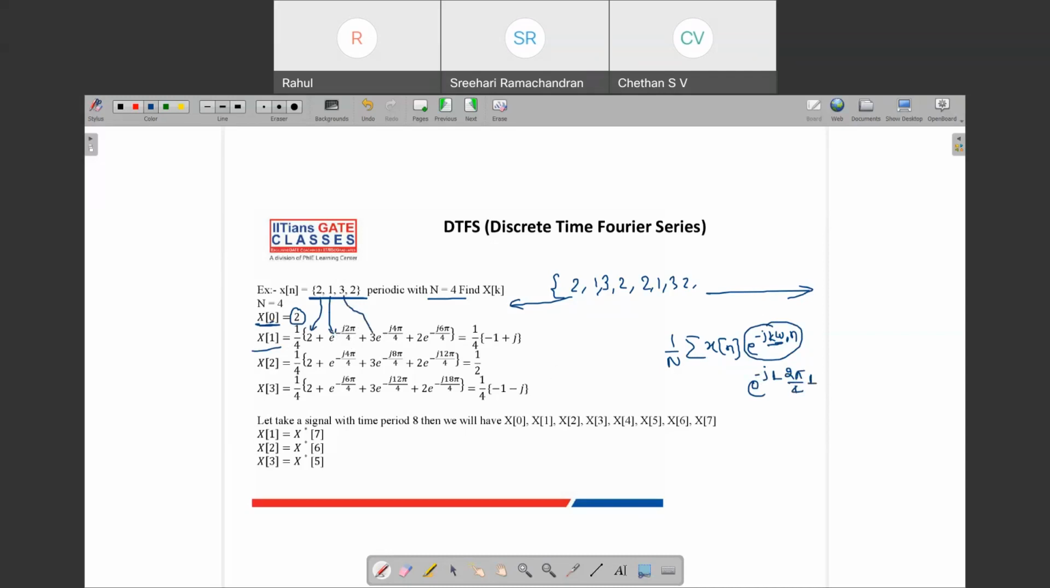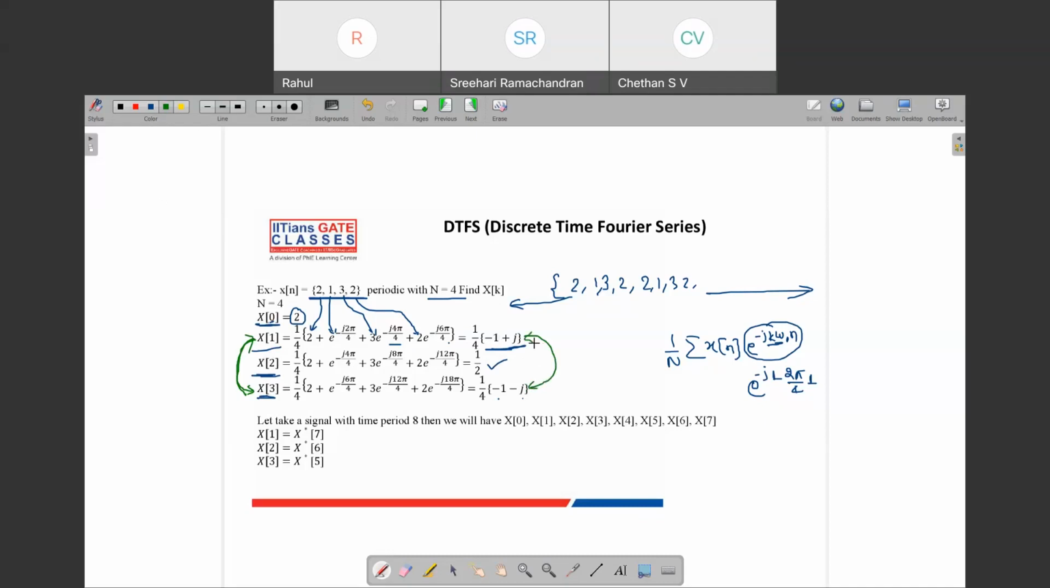Second term is 3, so this 3 is here, e to the power minus j 4 pi by 4, and this 2 is here, and then e to the power minus j 6 pi by 4. Okay, so when you solve this, you'll get 1 by 4 times minus 1 plus j. Similarly, when you calculate it for x of 2, you will get 1 by 2, and for x of 3, you'll get 1 by 4 times minus 1 minus j. Now if you see this x of k calculation, you will see that x of 1 and x of 3 are complex conjugates.